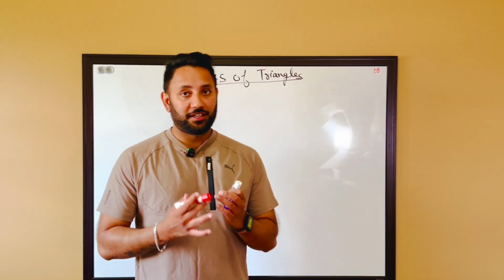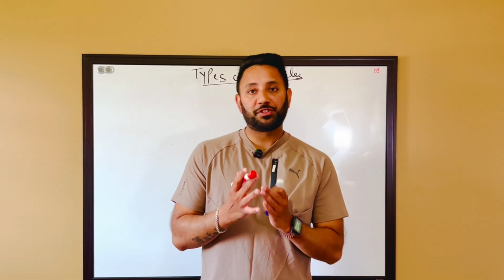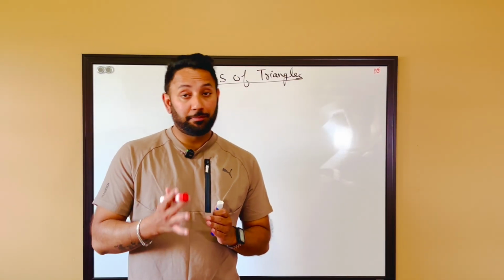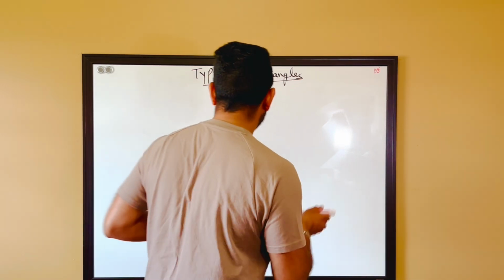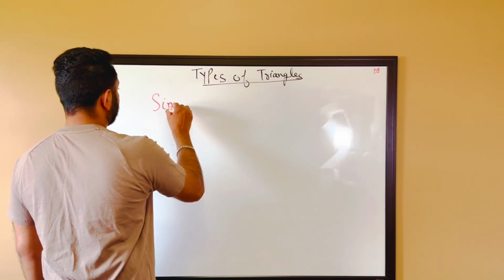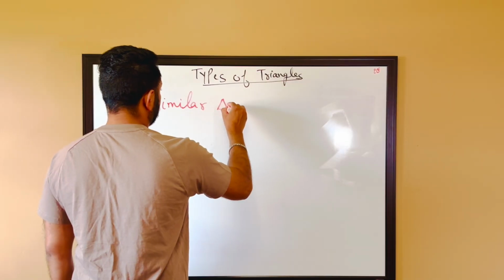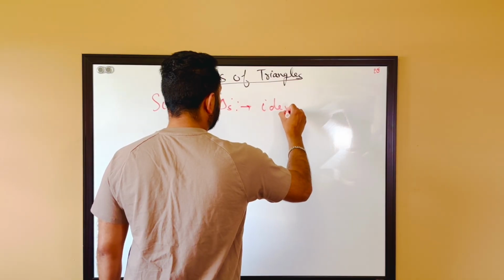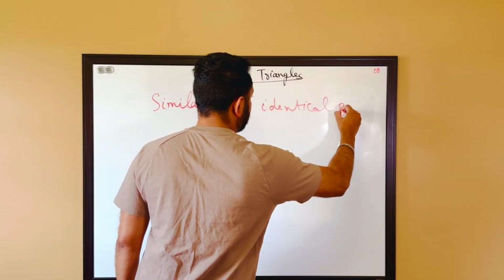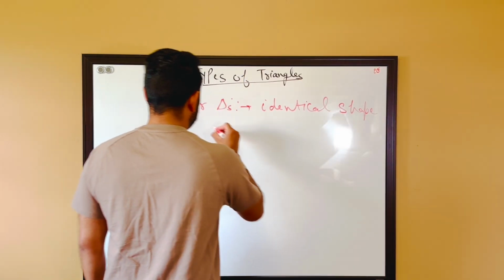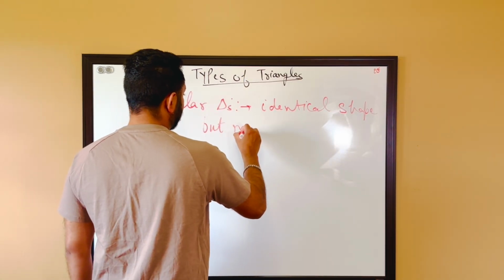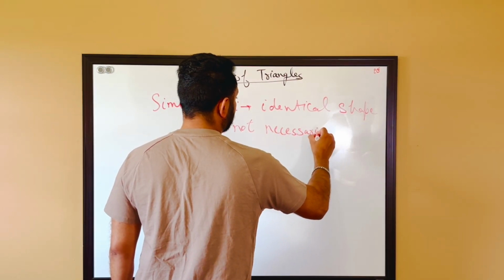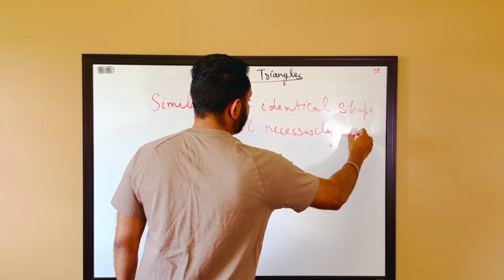So our last type is similar triangles. Two triangles are similar if they have identical shape, but it's not necessary that they have similar size. That means identical shape but not necessarily similar size.